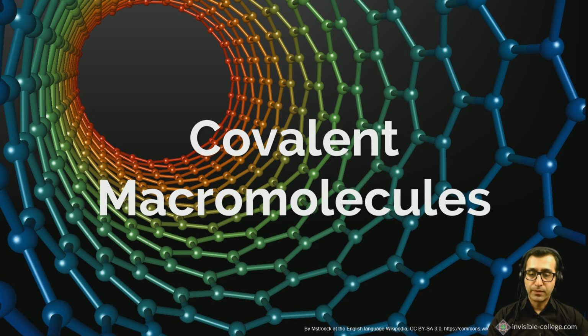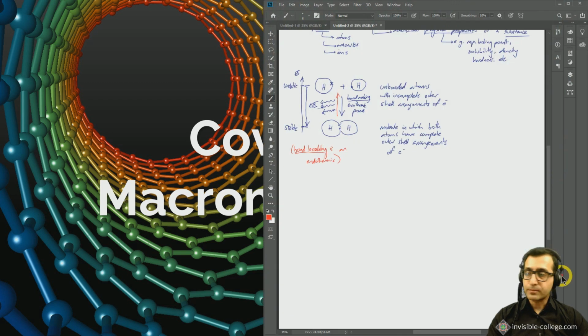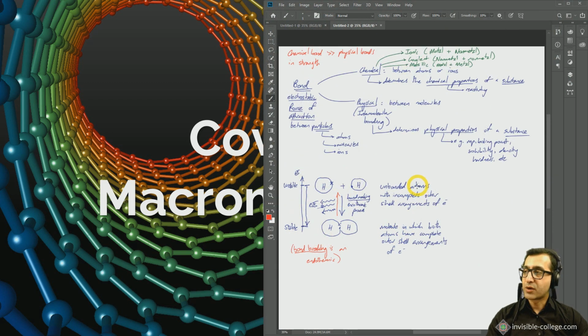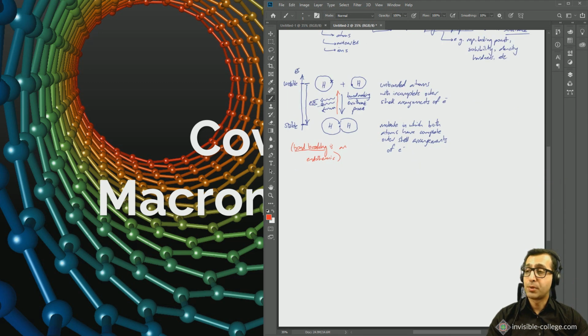Okay, so covalent bonding. I've kind of alluded to it in this diagram here, but once again, the idea behind covalent bonding, as with any kind of chemical bonding, is that the particles participating in that chemical bonding will end up with full outer shells of electrons. So let's go back to the example of water. The elements involved in water are oxygen and hydrogen.